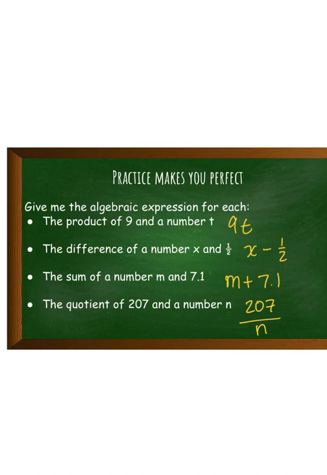When we have words and we're changing them into an expression, there is only one possible answer. So if you didn't get any of these the same way that I did, you could have gotten it wrong. Now, that's not to say that you couldn't have written this one as 7.1 plus m. You totally could have done that, okay? But I'm just saying there's less room for error. You couldn't have written 1/2 minus x. If you had written 1/2 minus x, this would have been wrong, okay?